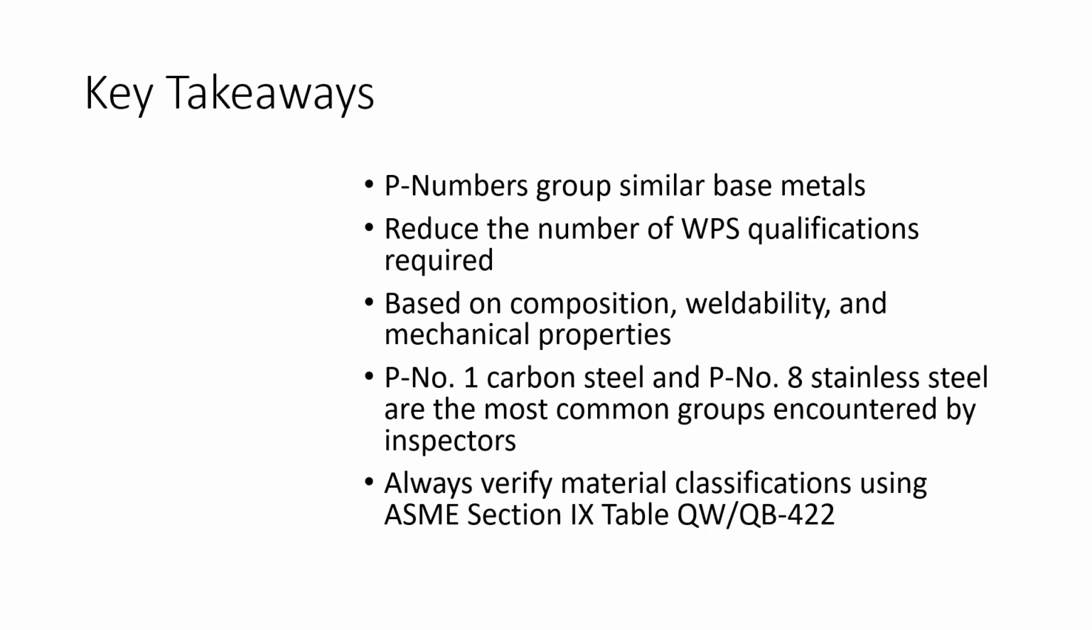Just because it says you can weld them together doesn't mean you should weld them together. You can, but there might be instances where there's weird chemistry or something where it might not be such a good idea. So do your homework. Probably the two most common P numbers you're going to run across are carbon steel and stainless steel. Those are probably going to be the big ones. And when you're welding materials, always verify the classifications with that table.